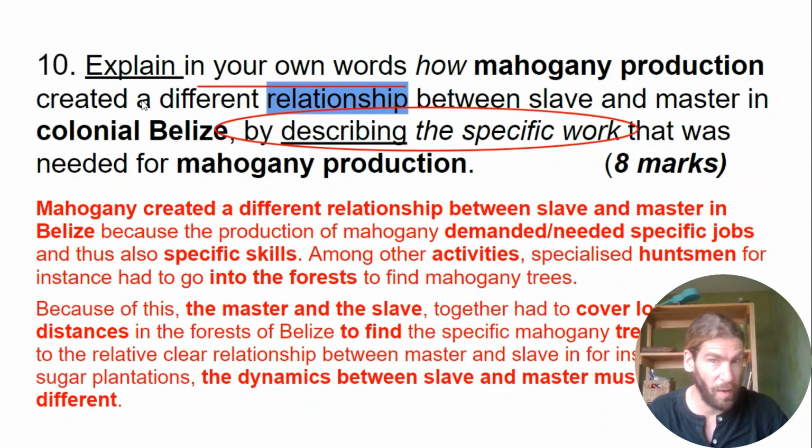They didn't know when they would find a mahogany tree, perhaps within a day, but perhaps it took a few days, perhaps longer. So they were dependent on each other and they had a different freedom. The slave, perhaps he could escape, but also the master needed the slave in this journey to find the mahogany trees. So the dynamics between the slave and master must have been different.